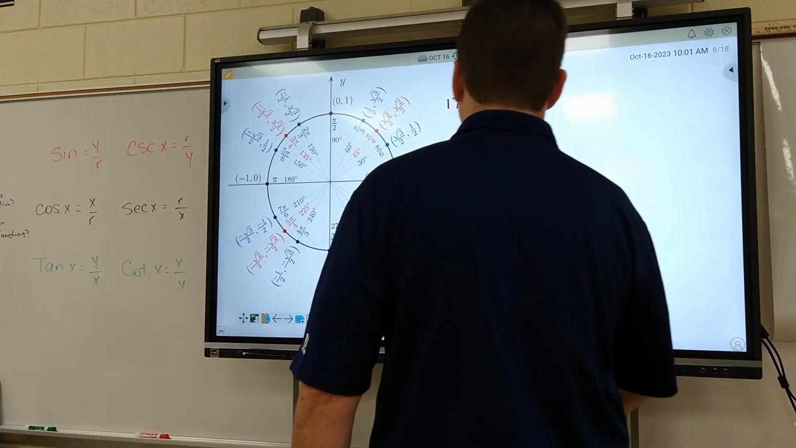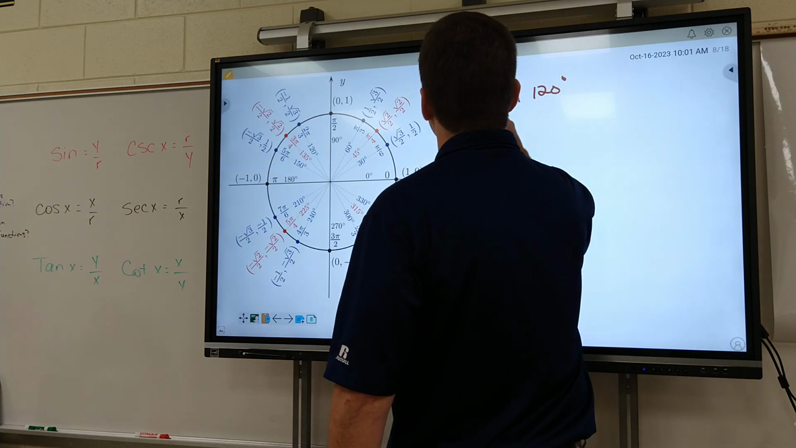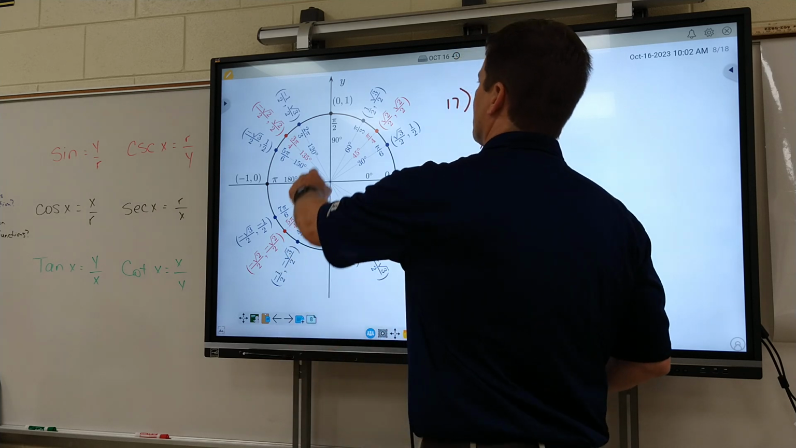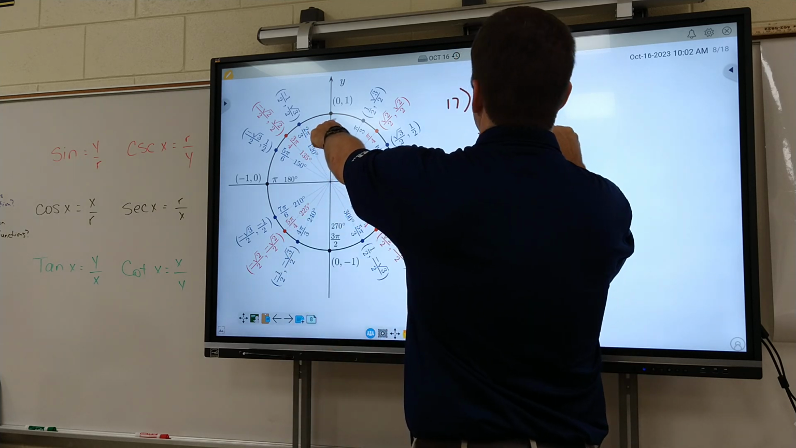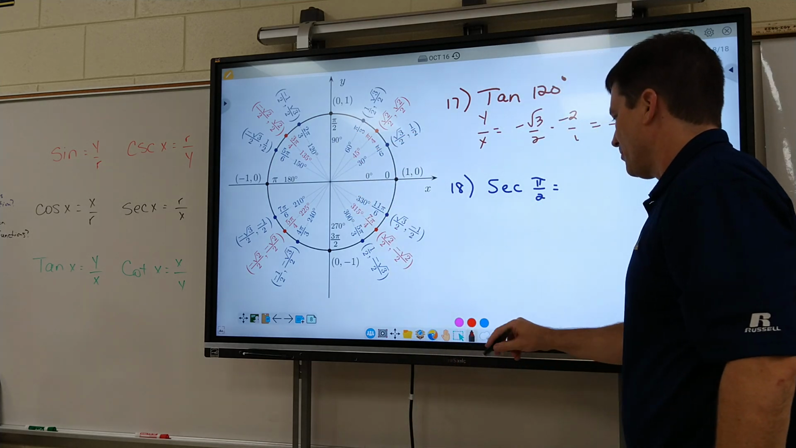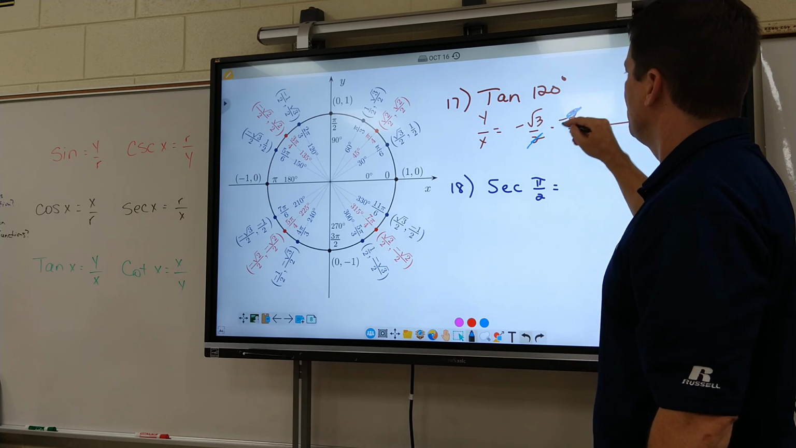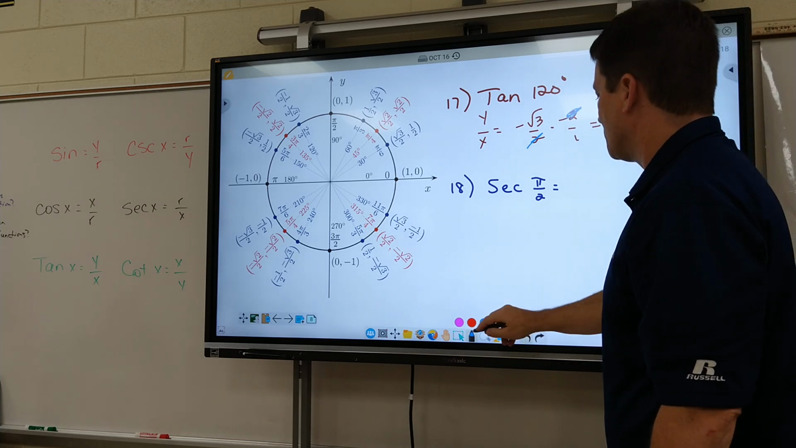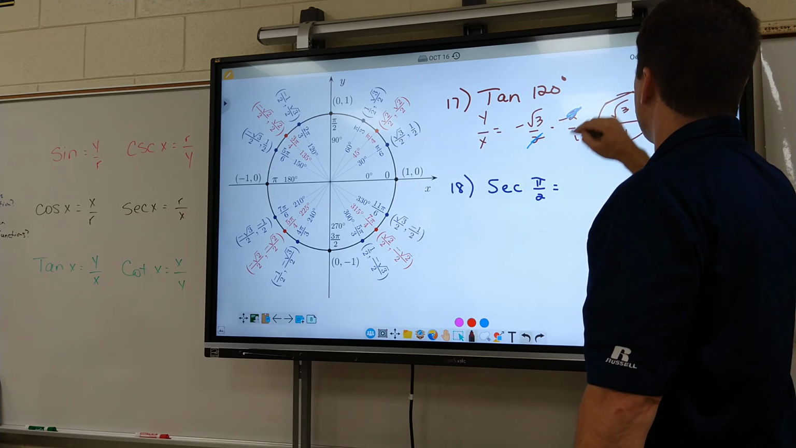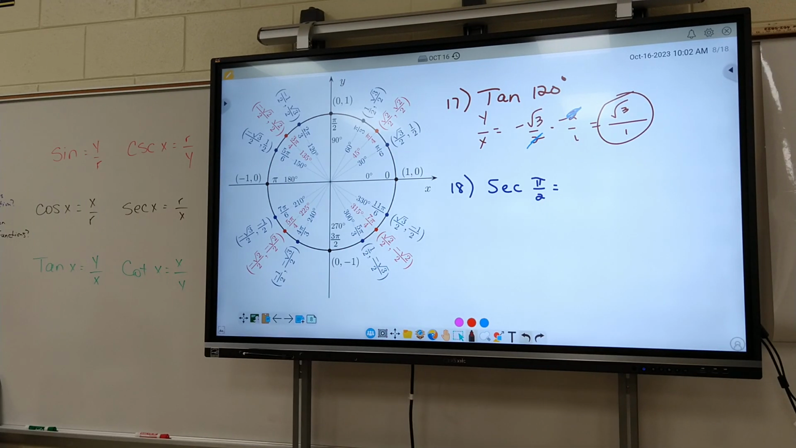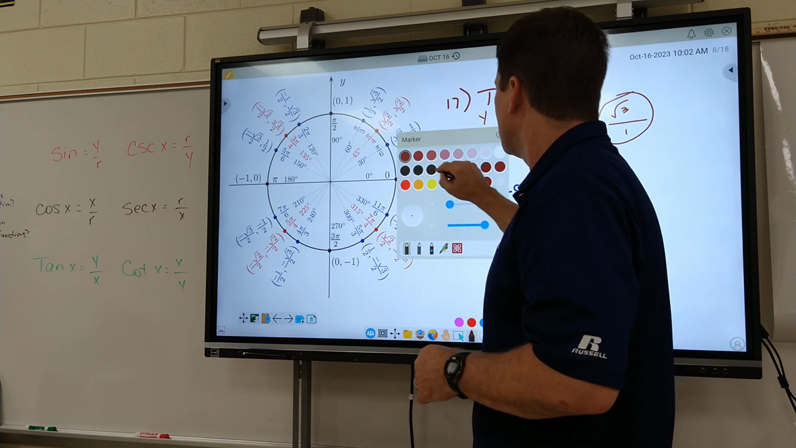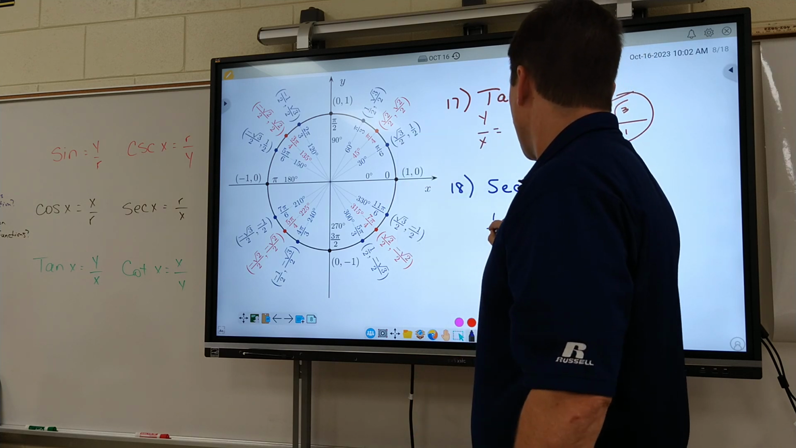All right, number 17, tangent of 120. All right, that's y over x. Tangent is, let's see, 120 is right here. So I write my y down first, and I flip my x. All right, I like it when I don't have to do the extra step. On this one, I can mark out my 2's. A negative times a negative is a positive. So I got positive root 3 over 1. Would somebody check me on that one? That's right? Okay. The last one I'll help you with is secant of pi over 2. All right, secant's 1 over x.